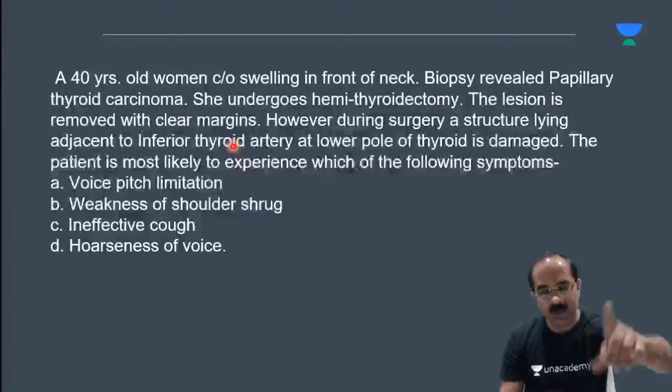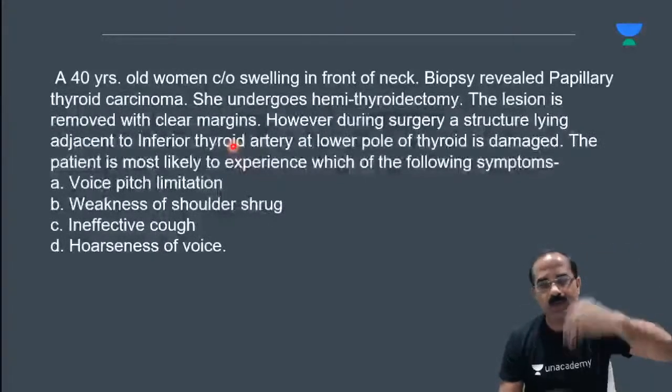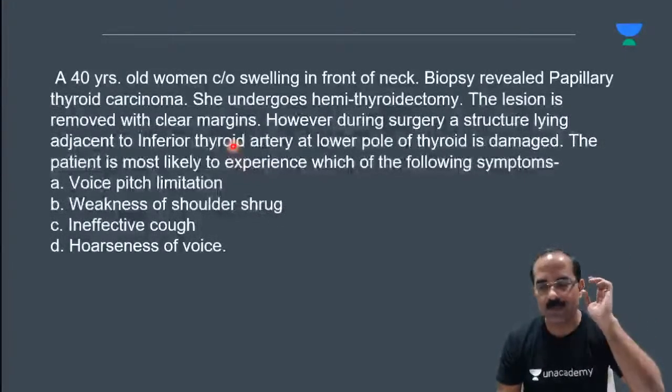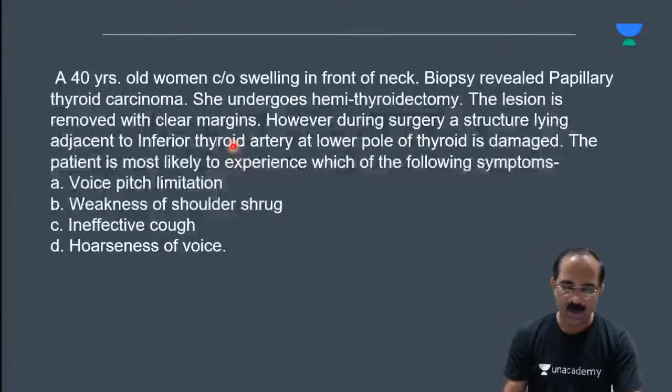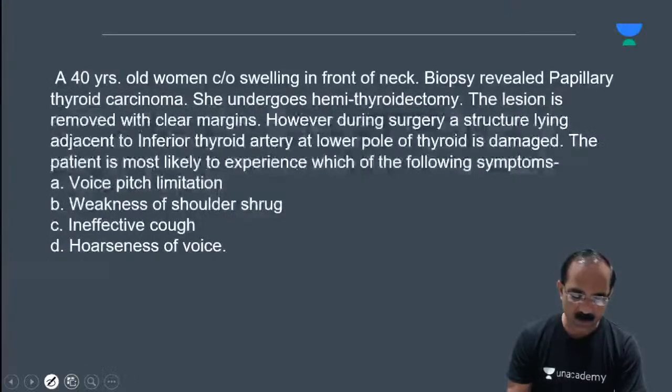thyroid, there's a superior thyroid artery, and there's a nerve which goes with the superior thyroid artery. What is this nerve? Anyone? This nerve is the external laryngeal nerve. Yes, external laryngeal nerve. I hope you're following this. External laryngeal nerve and recurrent laryngeal nerve.